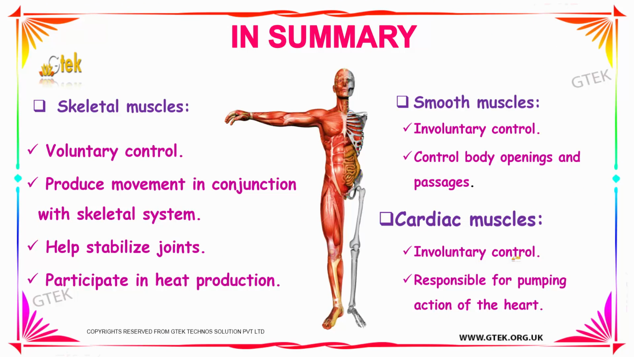So in summary, you can say that your skeletal muscles are voluntary and they produce movement, stabilize joints and participate in heat production. Whereas your smooth muscles are involuntary, they control the body openings and passages. Your cardiac muscles are involuntary and they are responsible for the pumping action of the heart. So this defines the types of muscle tissues in a human body.